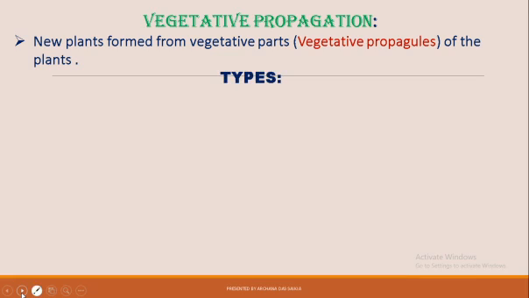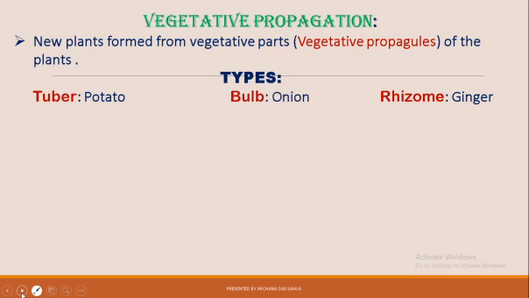There are different types of vegetative propagation, based on which structure is behaving as the vegetative propagule. The very common three types are tuber, bulb and rhizome. We will see all of them one by one.